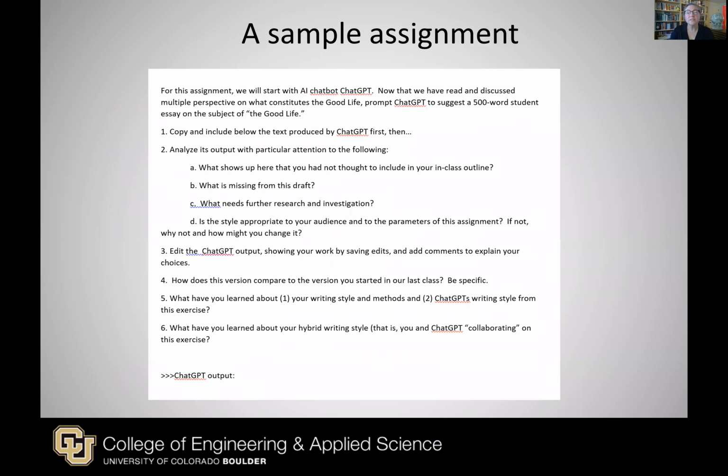So here's a sample assignment, a writing assignment that I gave at the end of last semester when ChatGPT was so brand new, faculty weren't even panicking yet. For this assignment, we will start with the AI chatbot ChatGPT. Students had mostly heard of it and they'd played with it and they weren't really sure what to do with it yet. This was for an ethics class.